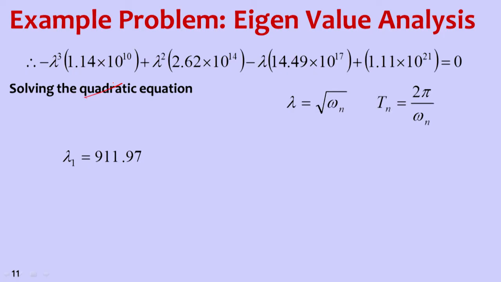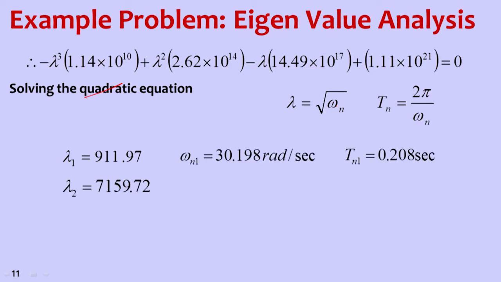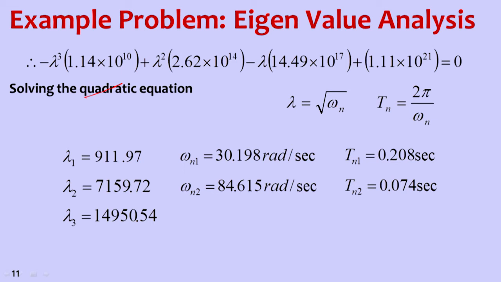Lambda 1 we have, and we get Tn, natural period corresponding to each lambda, that is 2 pi by omega n. So, omega is under root of lambda; lambda is the square of omega. So, we get omega values: omega 1, omega 2, omega 3.